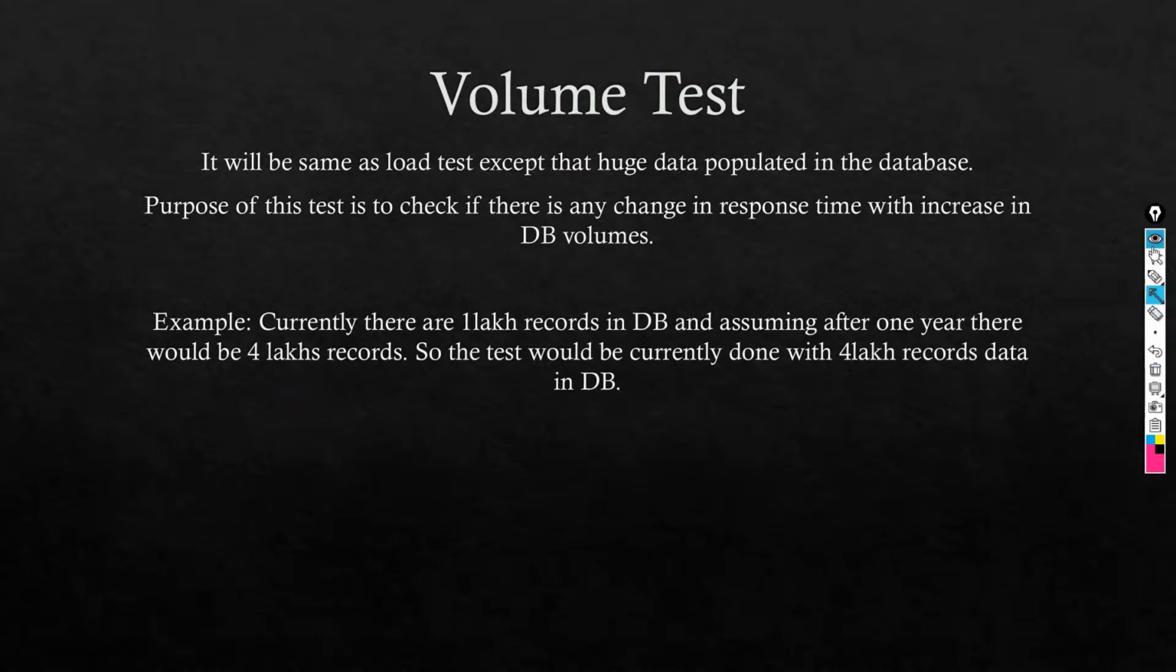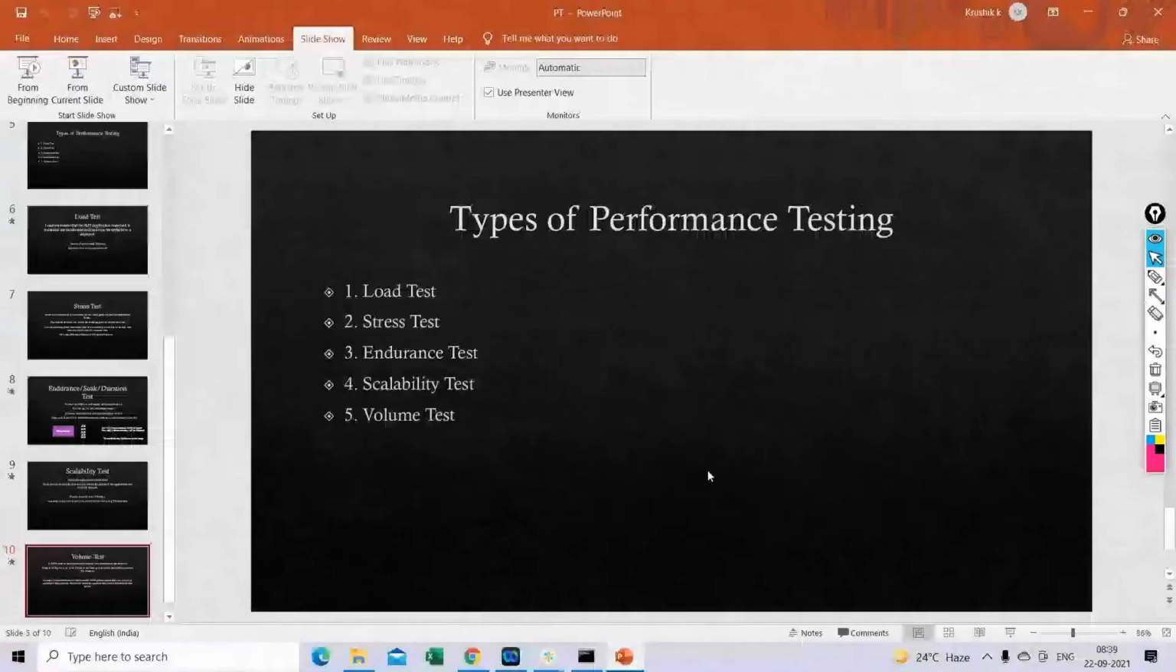So these are the different types of tests that we perform. Frequently, what we test is load test, we do scalability, or we do endurance or soak test. These are the frequent ones. Stress test and volume test and all these things are very rarely tested, depending on the requirement. Okay, so now this is all about the types of performance testing.